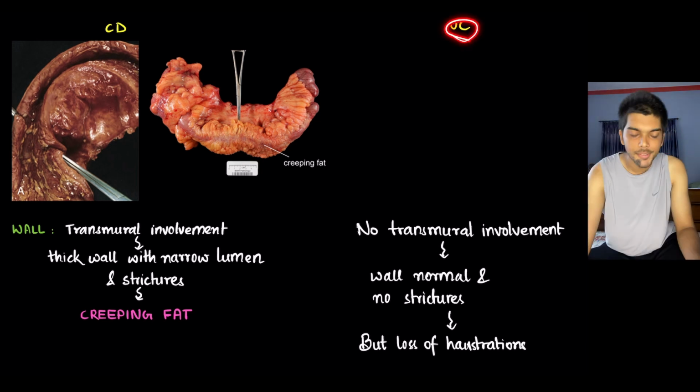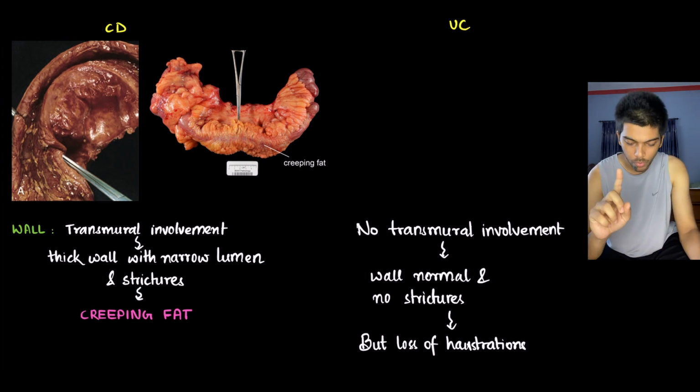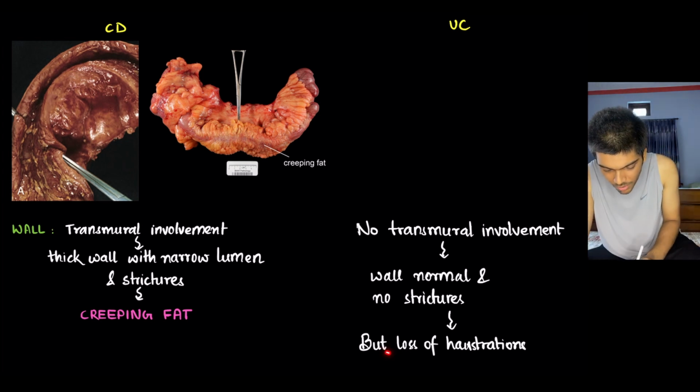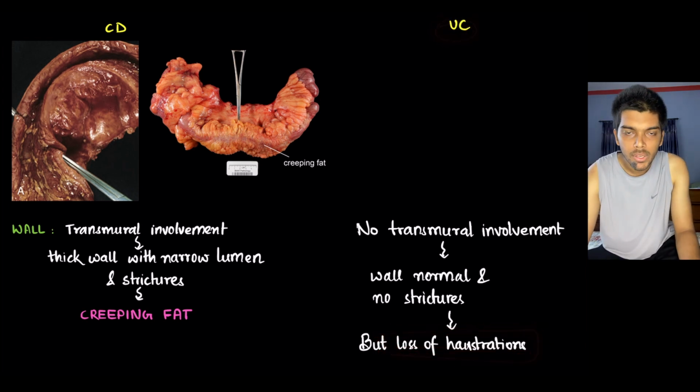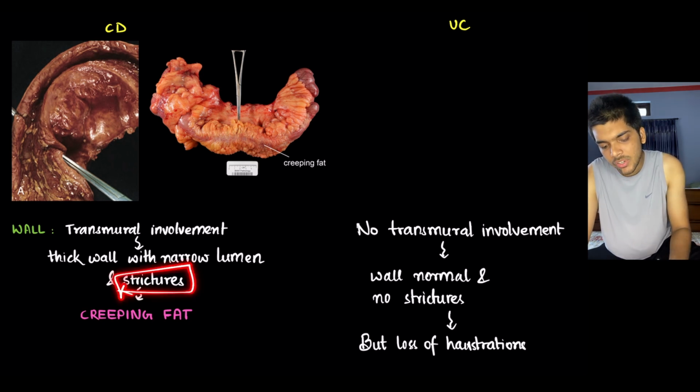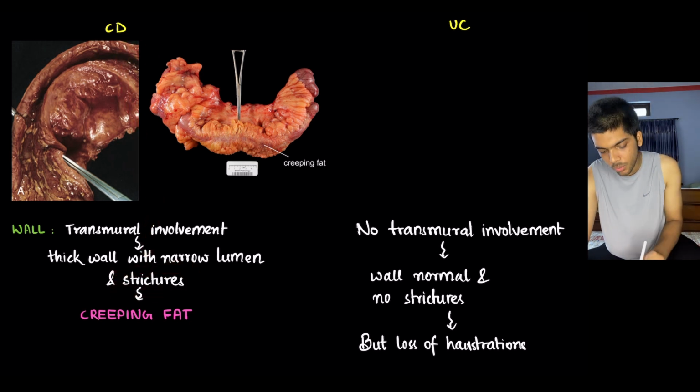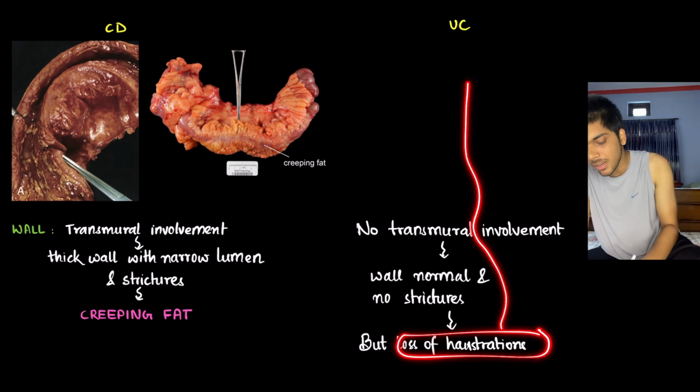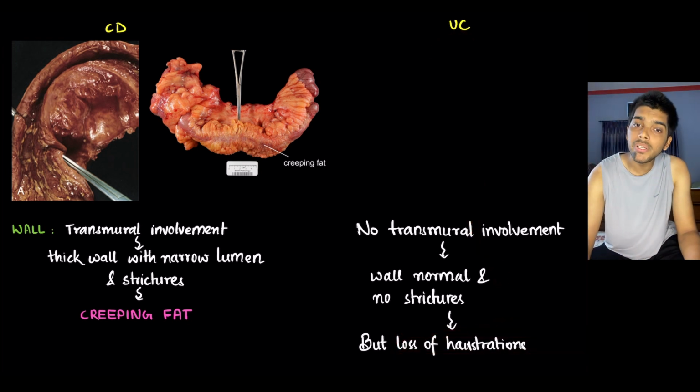Next, ulcerative colitis. In ulcerative colitis, there is no transmural involvement. As a result, there is no stricture. As a result, there is no creeping fat. But what you need to remember is that there is loss of haustrations. In ulcerative colitis, there is loss of haustration. So the feature, number one, the presence of stricture in Crohn's disease, and number two, the loss of haustration in ulcerative colitis. Both of them are appreciable under radiography.